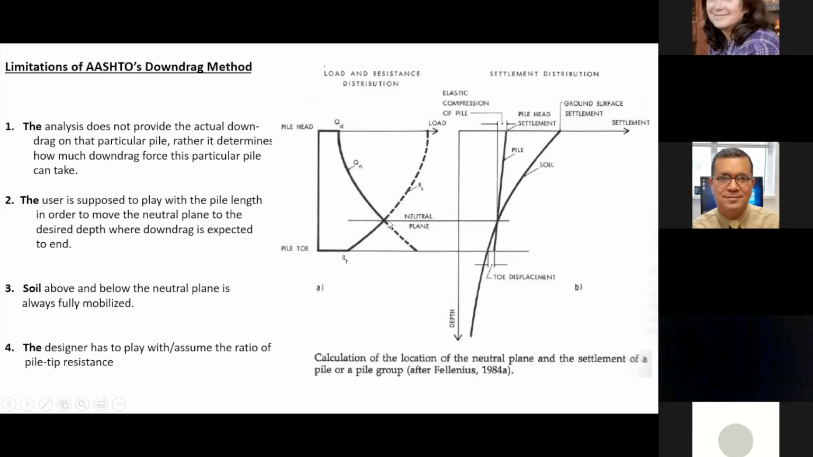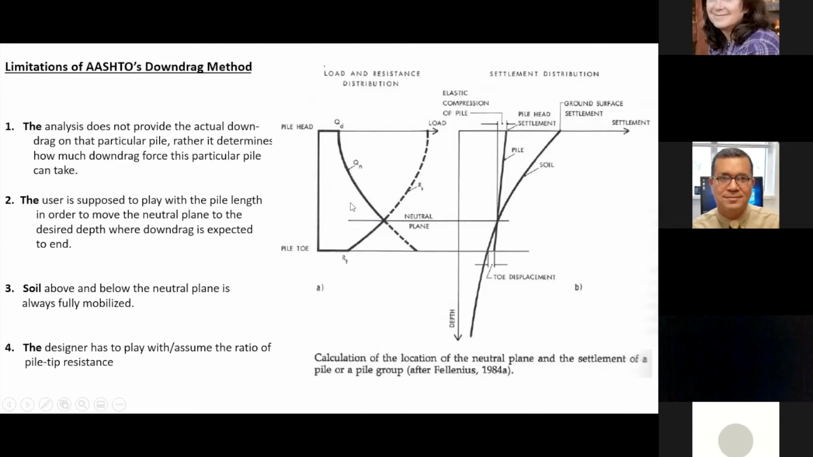When they intersect at a certain point here, they call it the neutral plane. This means that this is the balance. It means that there is no negative nor positive skin friction. So what happens here, the segment of the pile above the neutral plane is going to be subject to down drag force. The lower part is going to be subject to resisting force. And this is how we calculate the down drag force on the pile, the neutral plane, and the resisting one.